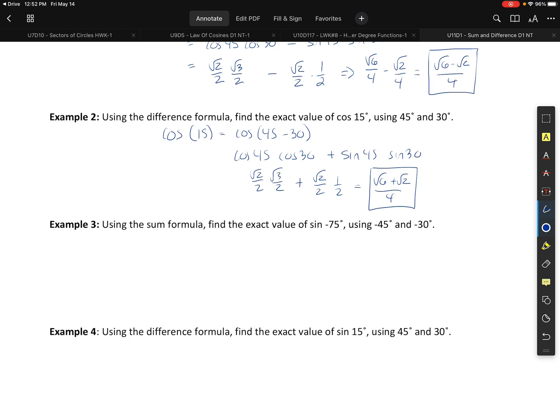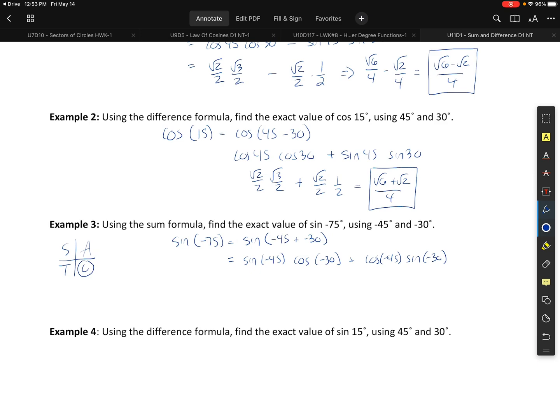And being honest, is this the only way to do it, by adding? No, we could set this up different ways, but I'm trying to structure it so you can all work in the same setup now. As we get going, I want you to try this out whatever way you want. So here we have sine of negative 45 plus negative 30. So we have sine negative 45 cos negative 30 plus cos of negative 45 sine of negative 30.